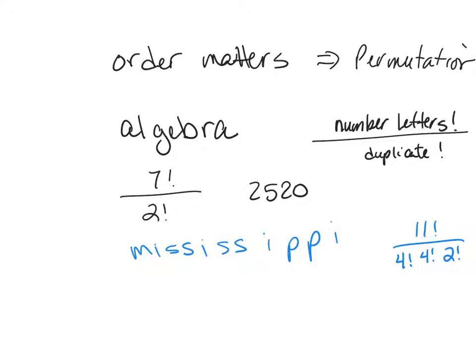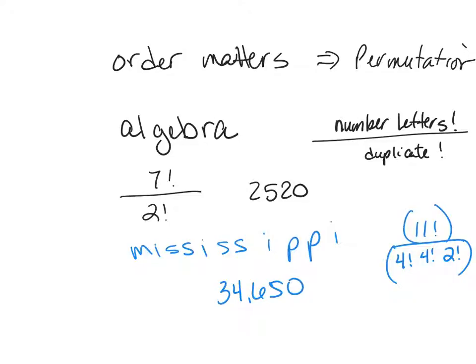Don't do it all at once, you do them individually when you have more than one duplicate, okay? So like basically put them all in parentheses? Yes, so what you can do is 11 factorial divided by that mess, and you will get your answer. So there's 34,650 ways to put Mississippi in order.